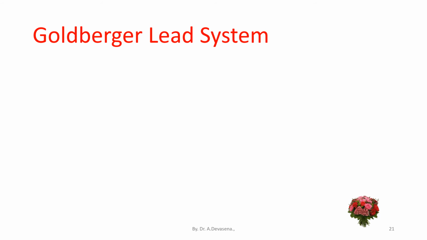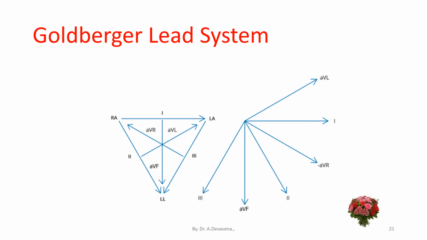The Goldberger lead system is indicated here. Between the right arm and left arm, lead 1 is there. Between the right arm and left leg, lead 2 is there. Between the left arm and left leg, lead 3 is there. Apart from these 3 leads, we have another 3 leads, that is AVR, AVL and AVF. The angles are also indicated here.